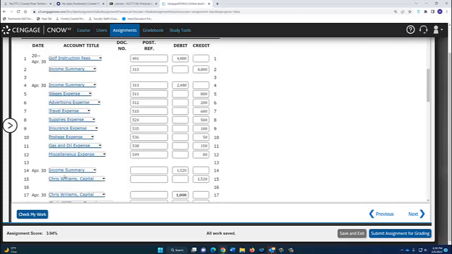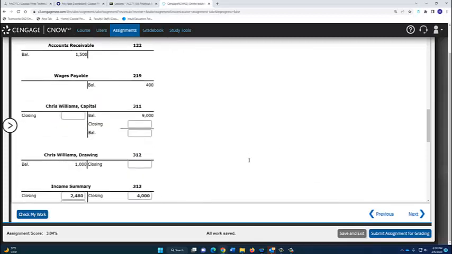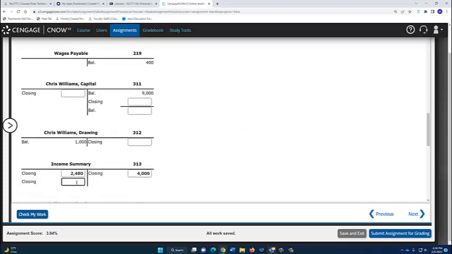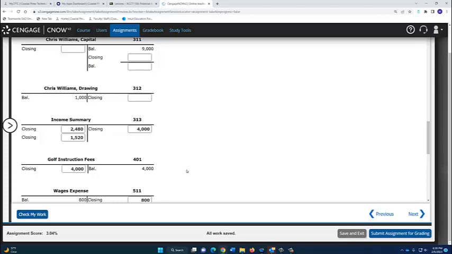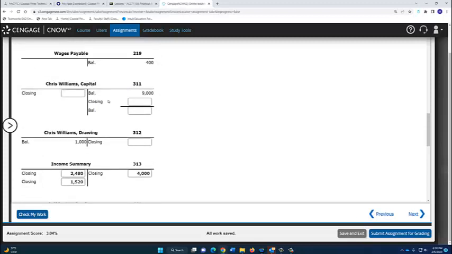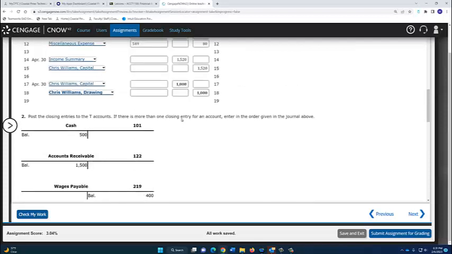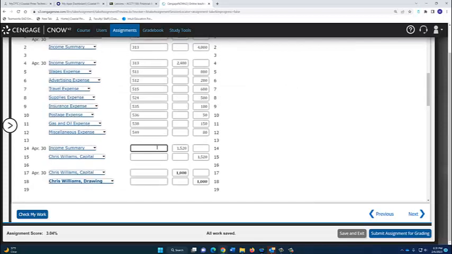Okay, now we'll post this third entry to close income summary. So we've debited income summary for 1520 and credited capital. So we'll go to income summary and put in 1520. So when I add these two together, they equal 4,000. So I have 4,000 on the debit side, 4,000 on the credit, so income summary is 0. And the capital account is going to get a credit of 1520. And we'll enter the posting references.